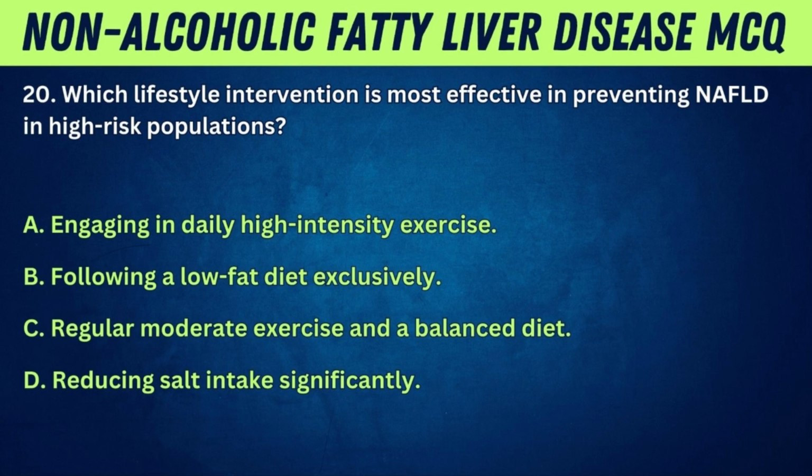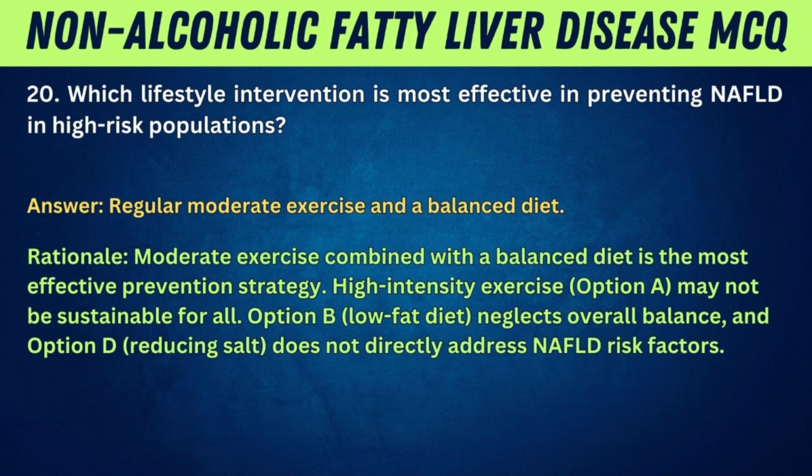20. Which lifestyle intervention is most effective in preventing NAFLD in high-risk populations? A. Engaging in daily high-intensity exercise. B. Following a low-fat diet exclusively. C. Regular moderate exercise and a balanced diet. D. Reducing salt intake significantly. Answer: regular moderate exercise and a balanced diet. Rationale: moderate exercise combined with a balanced diet is the most effective prevention strategy. High-intensity exercise, option A, may not be sustainable for all. Option B, low-fat diet, neglects overall balance, and option D, reducing salt, does not directly address NAFLD risk factors.